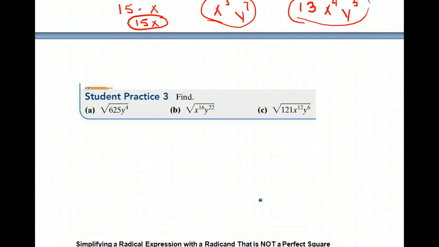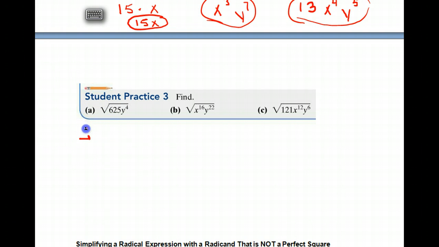Here are some examples that I would like you to try on your own. Please pause this recording, complete these 3 problems, and when you are prepared, please go ahead and play the recording again, and we will review the answers together. Okay, everybody, at this point you should have completed examples A, B, and C, and let's review what you did.